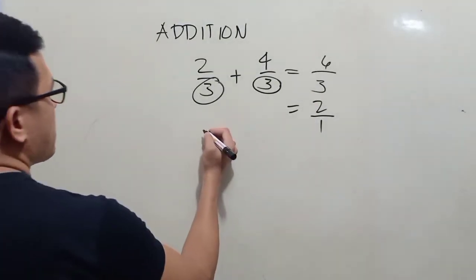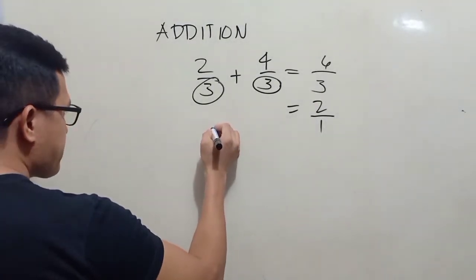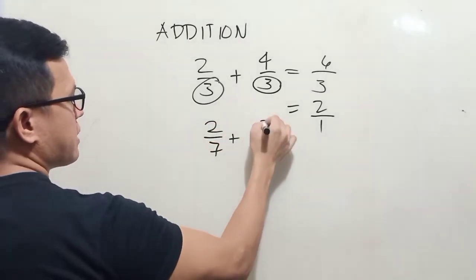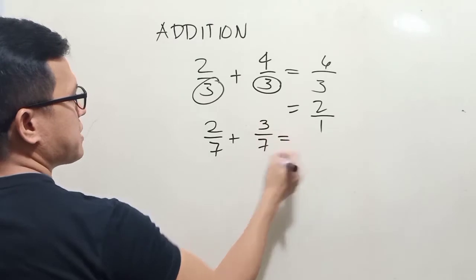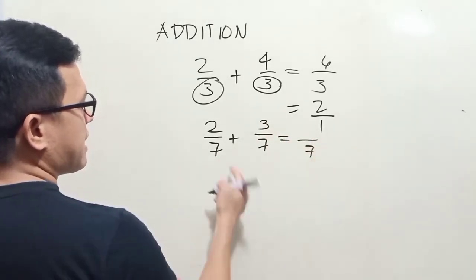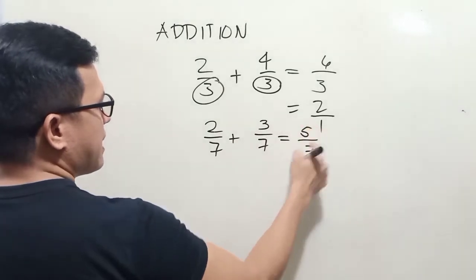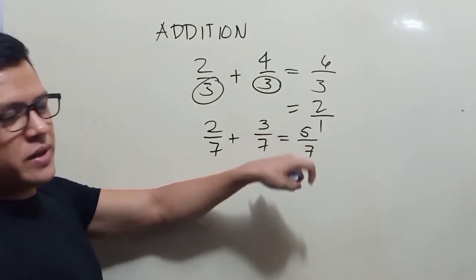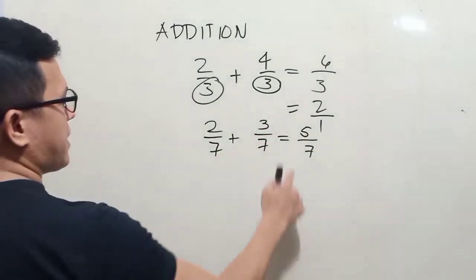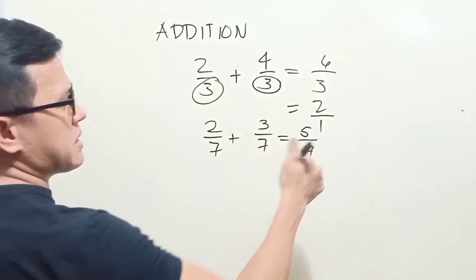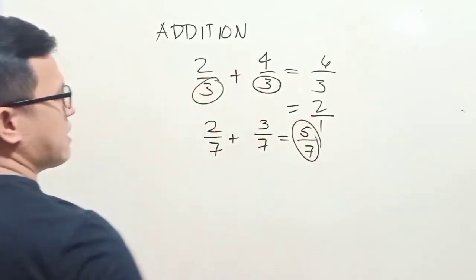Okay, so another one, if we have 2 over 7 plus 3 over 7. Same denominator, so we just copy 7, and then 2 plus 3, that is 5. Can we divide 5 by 7? Do not divide 7 by 5. Always the numerator divided by the denominator, okay? Can we divide 5 by 7? No. So this one is in simplest form, so the answer is 5 over 7.